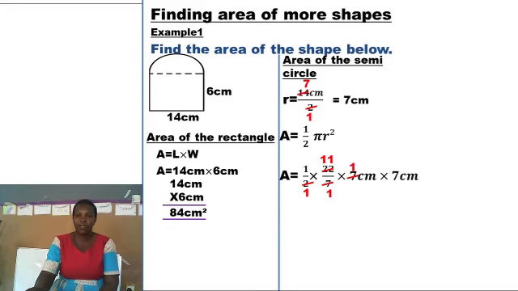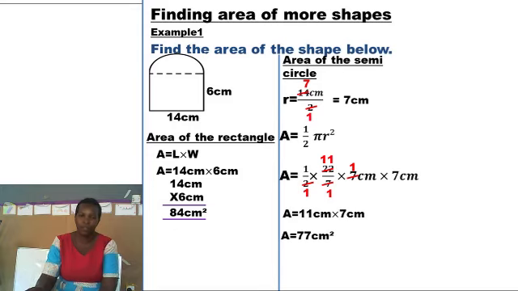So my dear boys and girls, in our next step, remember, as per our numerators, we have 1 times 11 times 1 centimeter times 7 centimeters. So in our next step, we shall have 1 times 11 times 1 centimeter. It gives us 11 centimeters. Then times 7 centimeters. So my dear boys and girls, we shall multiply 11 centimeters times 7 centimeters. We come up with 77 square centimeters as our area for the semicircle.